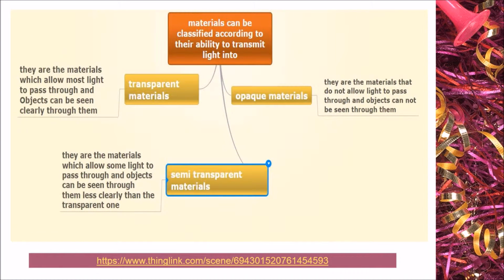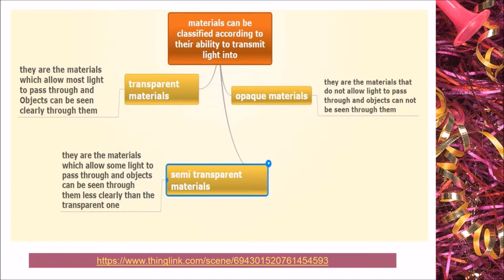Materials can be classified according to their ability to transmit light into transparent materials, semi-transparent materials, and opaque materials. Transparent materials are the materials which allow most light to pass through and the object can be seen clearly through them.